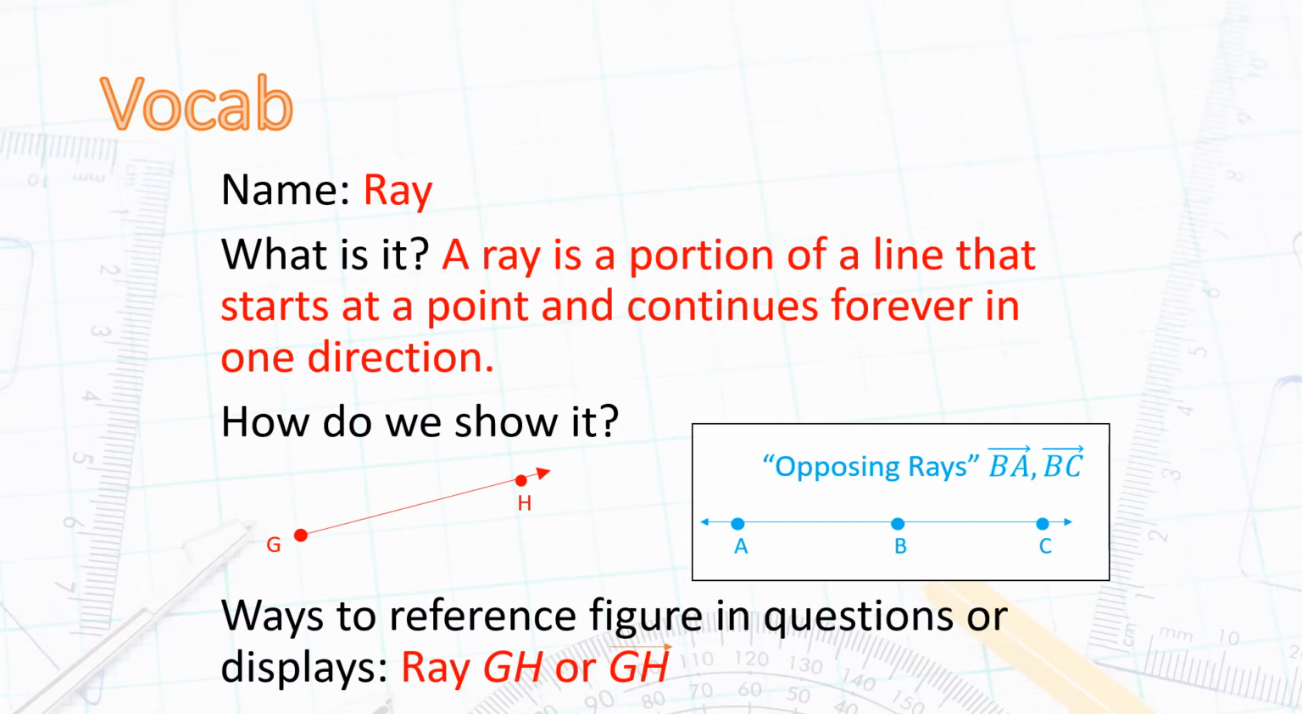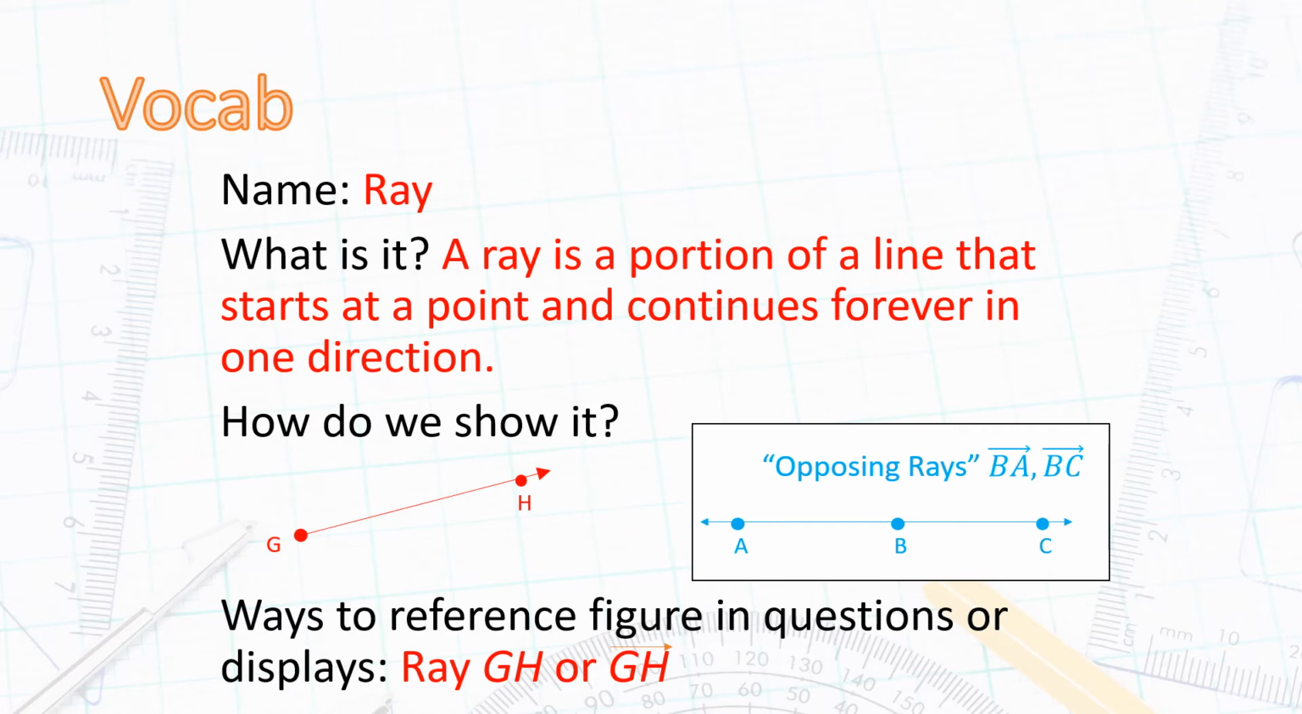The order in which you write the letters is important because it's going to go from left to right. So starting point G goes through H. And the same thing when you show the abbreviation of it with the marker above it, it's going to be an arrow showing the direction of the ray.